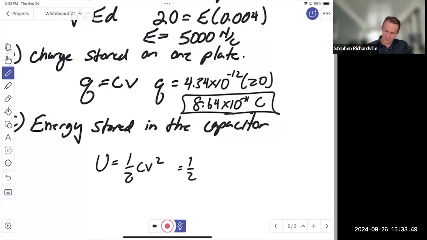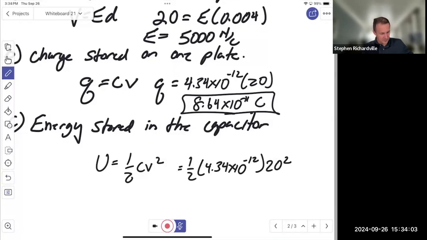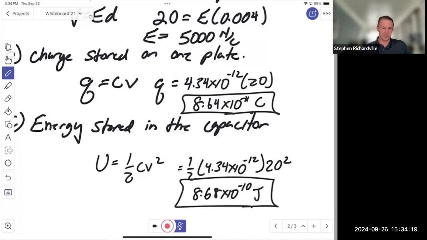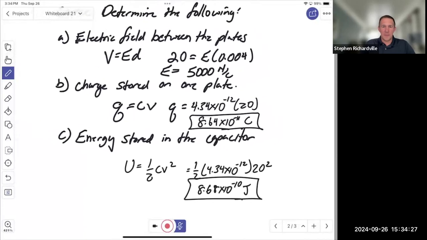So that equals 1/2 times 4.34 times 10 to the negative 12 times 20 squared. That's 4.34 times 10 to the negative 12 times 200, because that's half of 20 squared. 8.68 times 10 to the negative 10, maybe. So really, really small. It's a hugely small amount of energy. Okay, cool. But it doesn't take much energy to drive electrons either. So there's kind of capacitance 101.